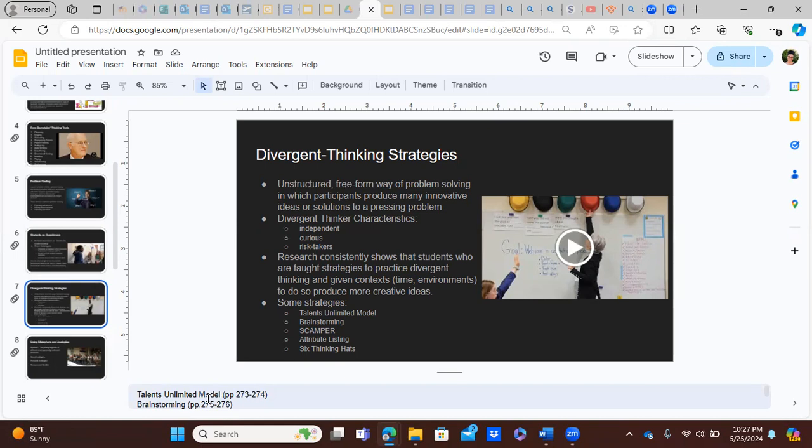These are elaborated on, but simply put, number 1 is criticism is ruled out. Number 2, freewheeling is welcomed. Number 3, quantity is wanted. And number 4, combination and improvement are sought. So these 4 rules can be used in their original form or adapted for younger grade levels.